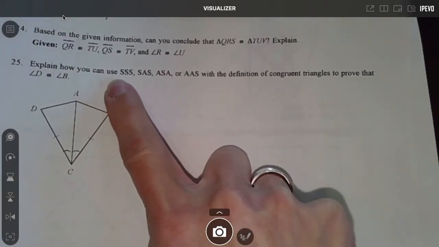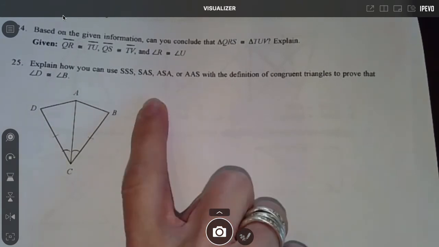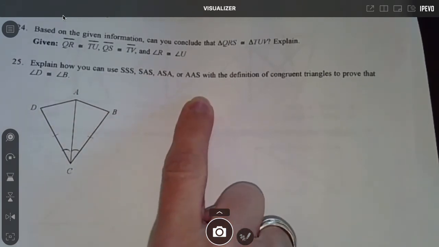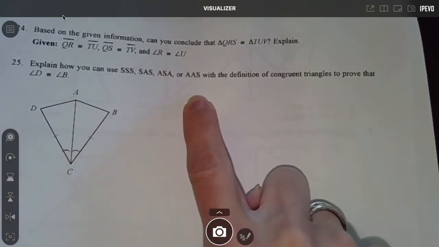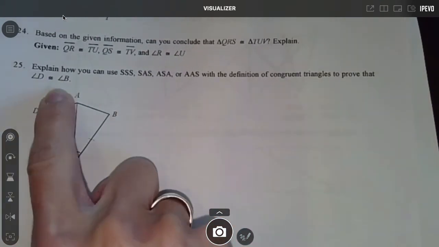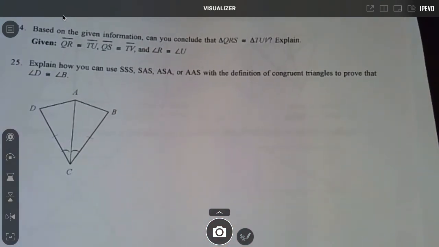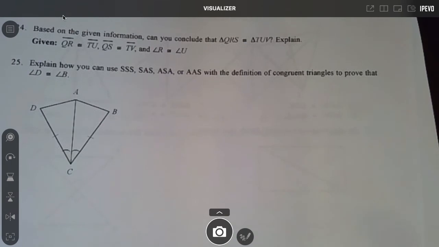First, you're going to say which one of these you used, so you would state it. And then it said, prove that those two angles are equal. So you would just write that next part. Is everybody good with that? Do I need to write anything down for y'all to see that written down?